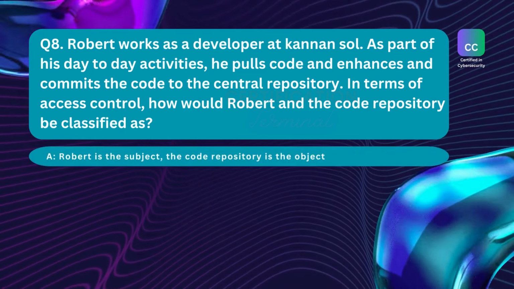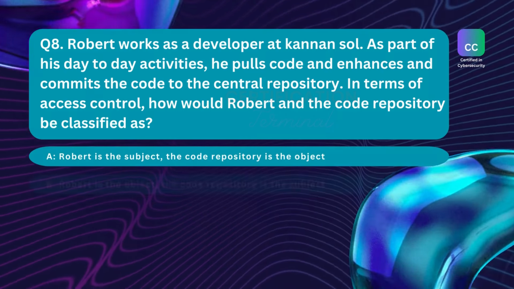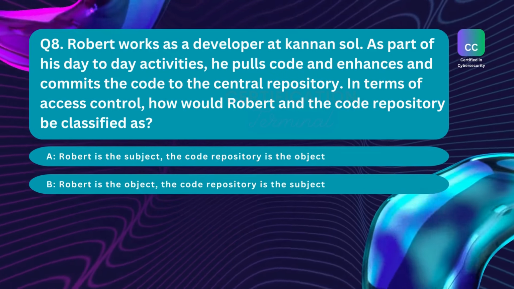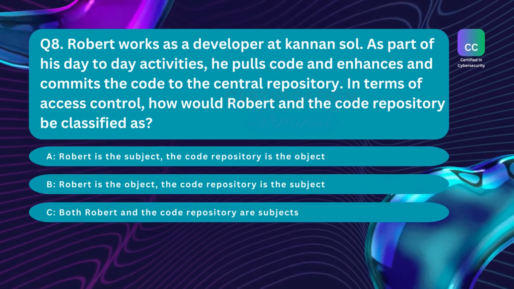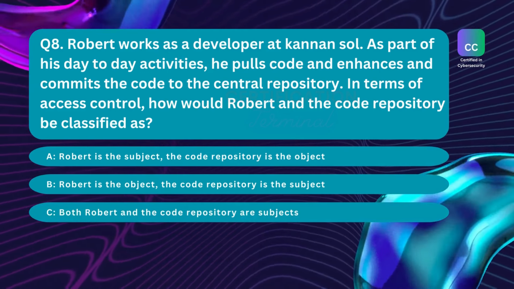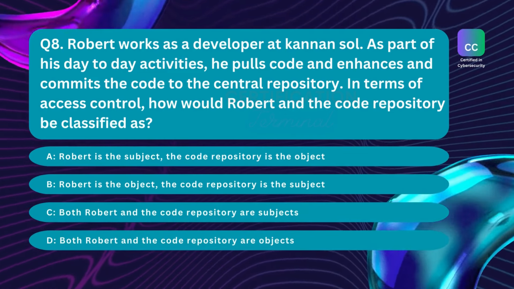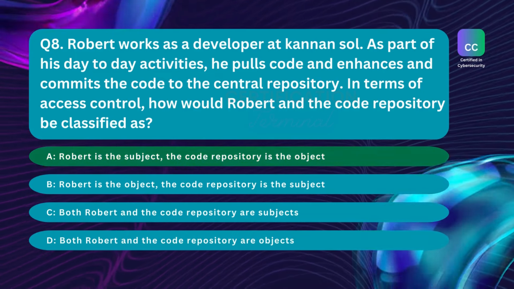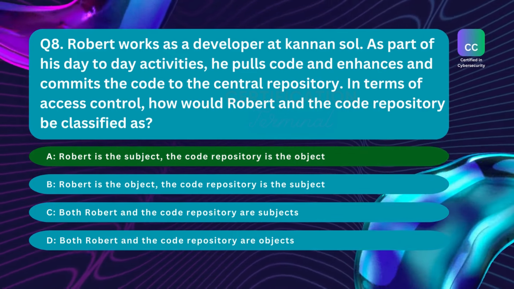Option A. Robert is the subject, the code repository is the object. Option B. Robert is the object, the code repository is the subject. Option C. Both Robert and the code repository are subjects. Option D. Both Robert and the code repository are objects. The correct answer is Option A. Robert is the subject, the code repository is the object.